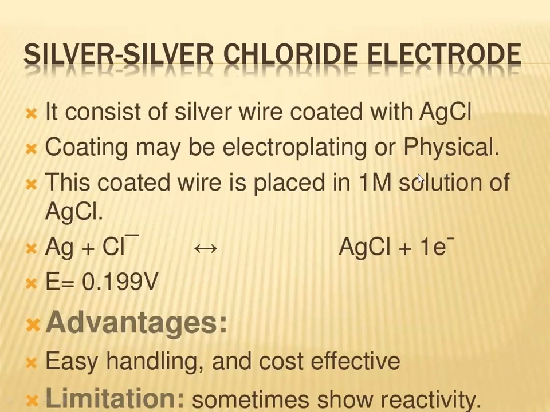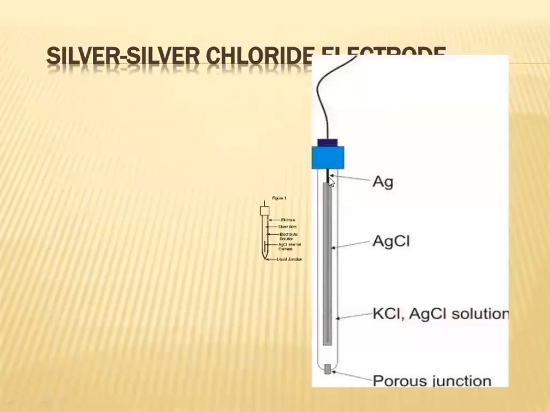The coating may be electroplating, and your coated wire is placed in 1 molar solution of silver chloride. So the cell reaction can be represented as Ag plus Cl minus gives AgCl and 1 electron. Its potential is 0.199 volts. The advantages are that it is easy to handle and cost effective, but sometimes it shows reactivity. Okay, so this is an example.